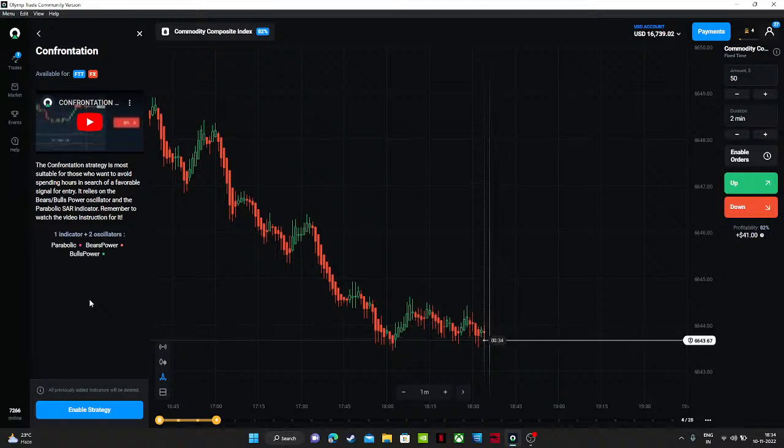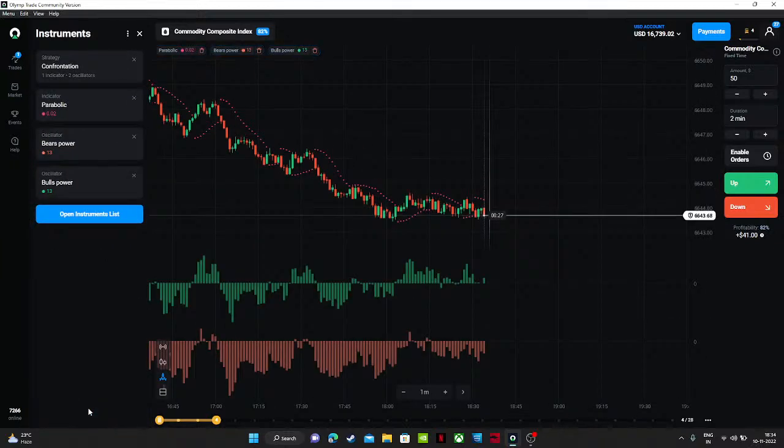Okay. So let me enable the strategy here. Once you click on enable, you can see that one indicator and two oscillators have been applied on the chart. One of them is the parabolic indicator, the other one is the bears power oscillator, then there is this bulls power oscillator. Okay, so the parabolic indicator, as we all know, gives us a confirmation of a trend reversal as soon as it shifts its position, right?